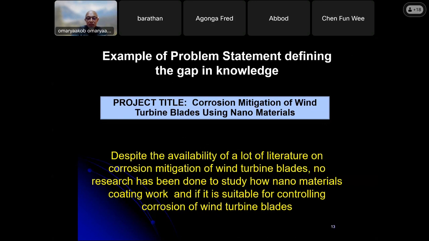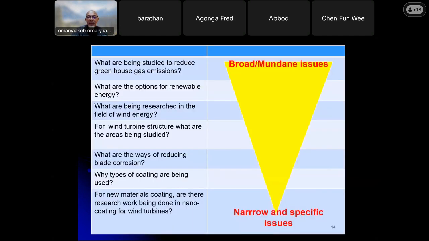Despite the availability of a lot of literature on corrosion mitigation of wind turbine blades, no research has been done to study how nanomaterial coating works and if it is suitable for controlling corrosion of wind turbine blades. So we see how he got to that. He asked a lot of questions, from broad mundane issues to narrow and specific issues. So this is the inverted triangle, or inverted pyramid, or filter.